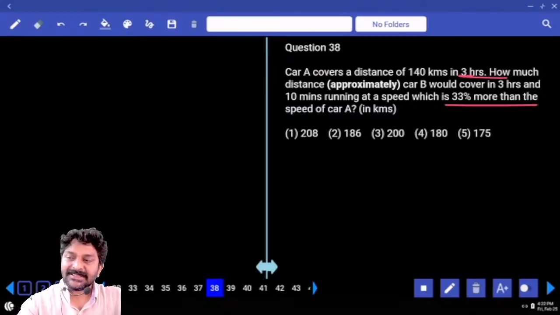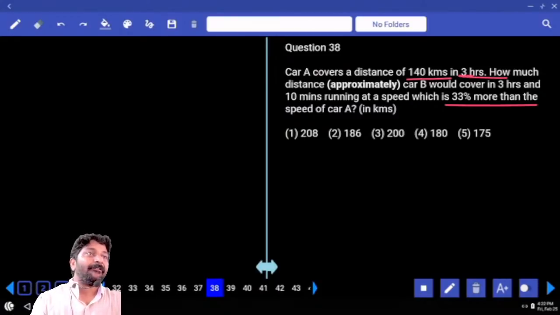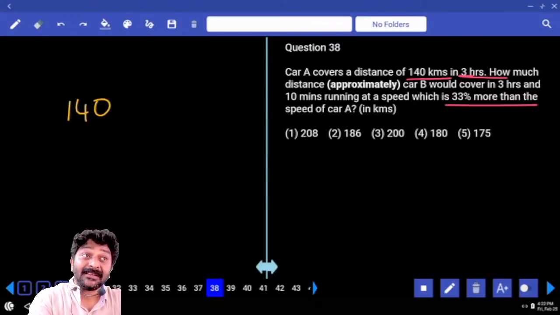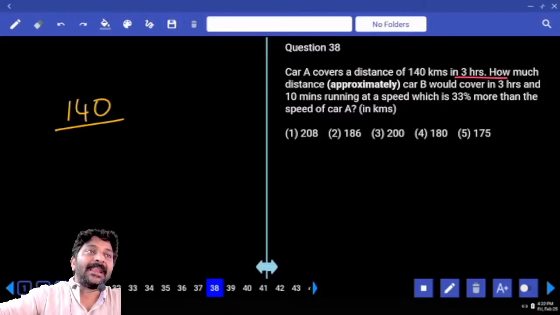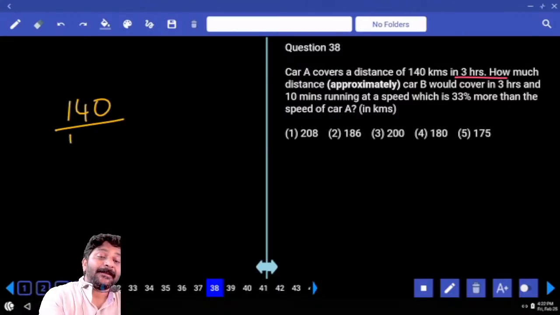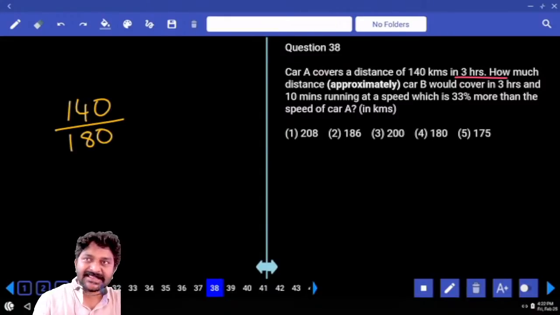So in 3 hours, if car A can cover 140 kilometers, let me talk in terms of minutes also. 3 hours in the sense how many minutes? 180. So 140 kilometers is covered in 180 minutes. Then per minute, 140 divided by 180. Is this clear so far?